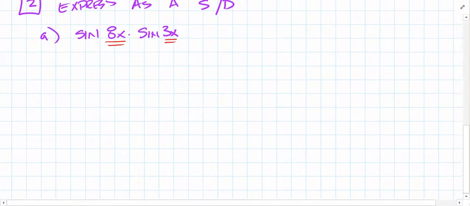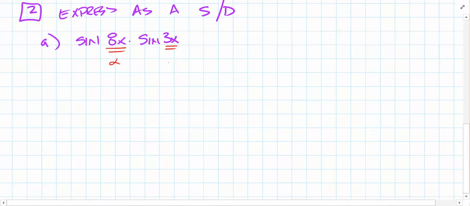So in this case, let's identify this is the alpha part, this is the beta part. Is that an 8? Yeah, 8x. My 8s are funny. So we're going to express as a sum or difference. Right now we have a product. This right here is a product, and we want to express it as a sum or a difference.